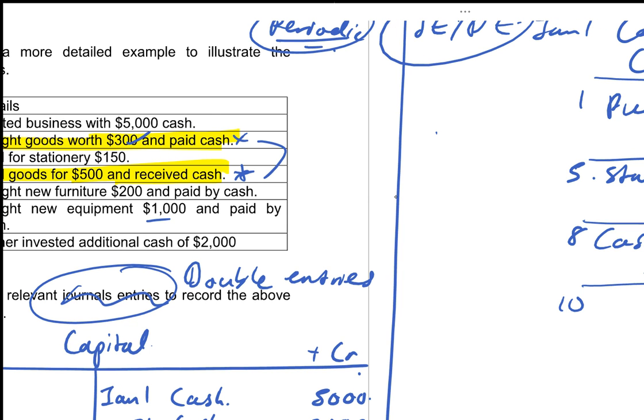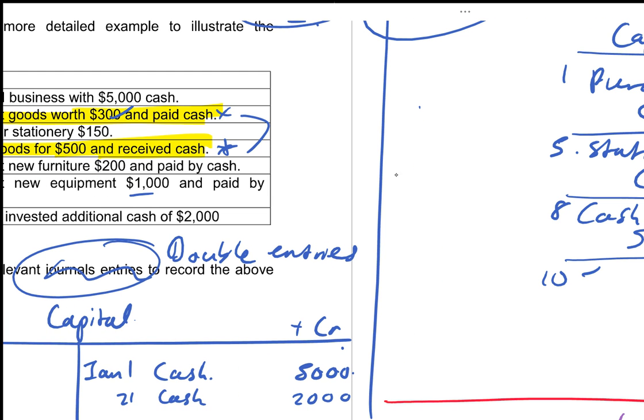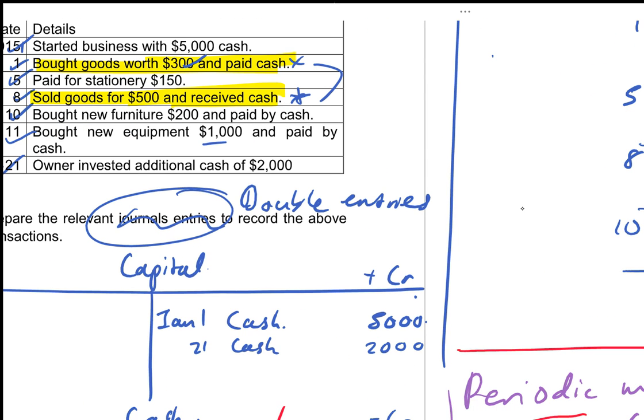On the 10th you have more items. You have bought new furniture 200 and paid by cash. Furniture, cash, 200. Right, quite simple. Okay, next one.